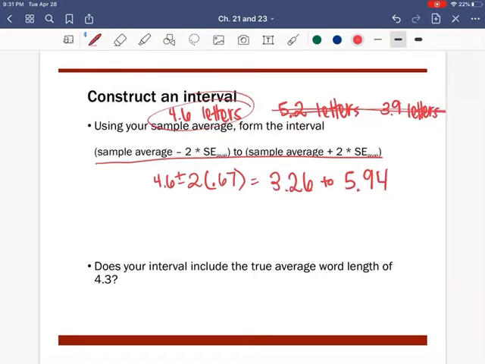Okay, so from our sample, we can take our sample and then the standard error, that expected error, and come up with a confidence interval. We're going to say we're 95% confident that the true average for the number of letters in words is between 3.26 and 5.94, which it is. 4.3 is in between those two numbers.